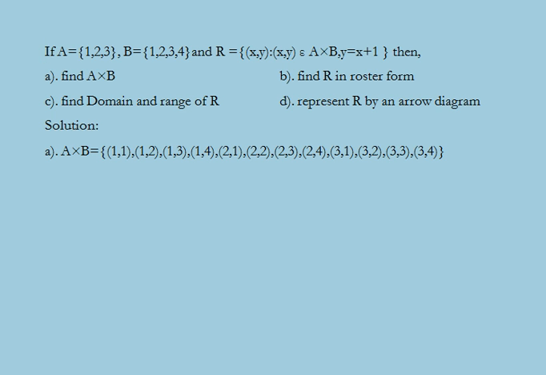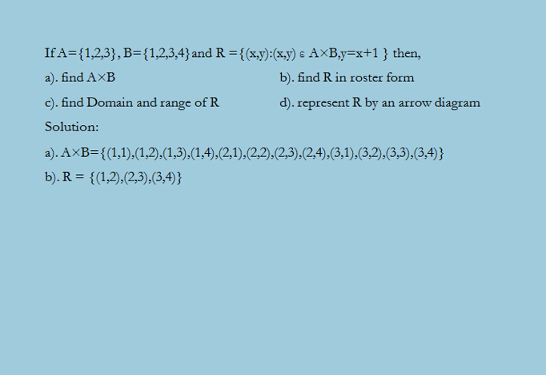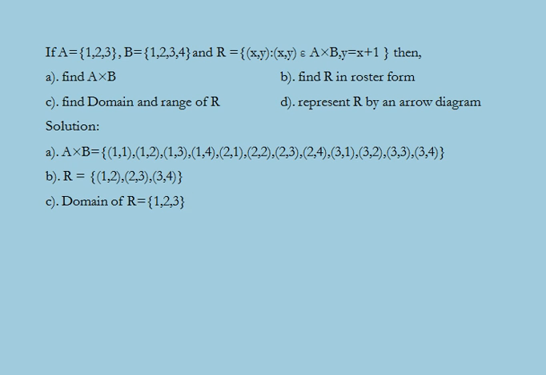Thus, we can write R as consisting of the elements (1,2), (2,3) and (3,4). Now, these values are obtained by substituting y equal to x plus 1, where x and y belong to A × B. Next, we are going to find the domain of R, which is obtained as {x, where x belongs to set A and (x, y) belongs to relation R for some y belonging to B}. Thus, we have the domain of this relation R as {1, 2, 3}.